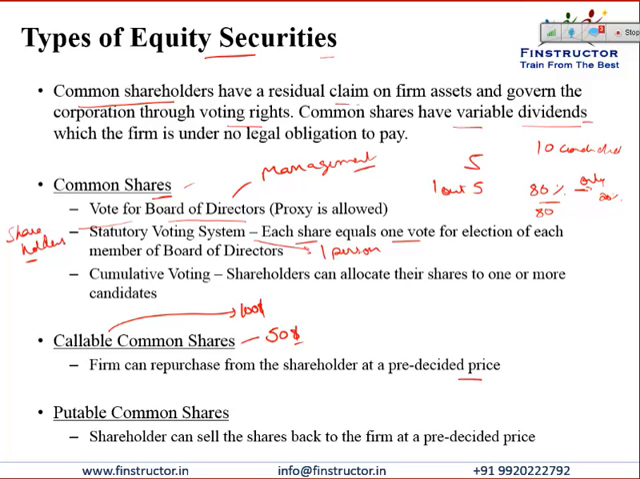So in such a case, for all practical purposes, the upside of these shareholders is limited to $100 because if the stock price goes above $100, then the firm has the right to buy these shares back from the shareholder at $100 and pay him $100. So the upside, remember, of callable common shares is limited, hence they are not as lucrative or as preferred as regular common shares. The reverse is the case with puttable common shares. So in callable common shares, the right is with the firm.